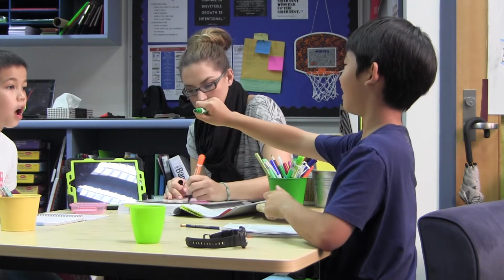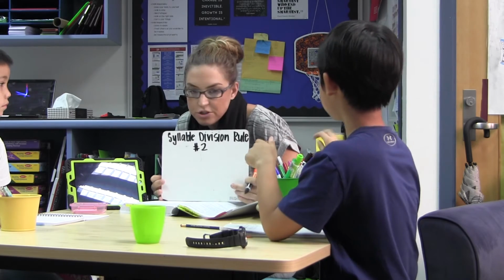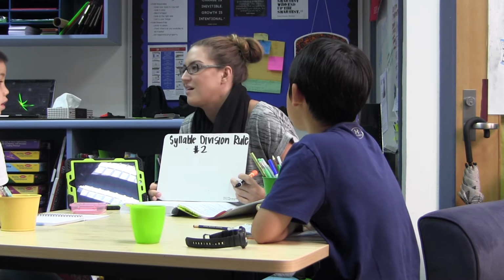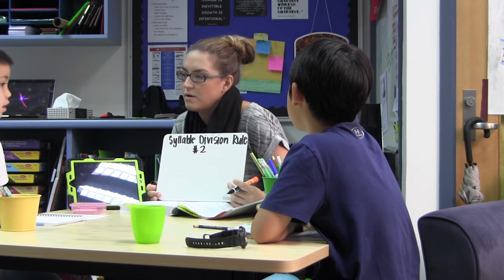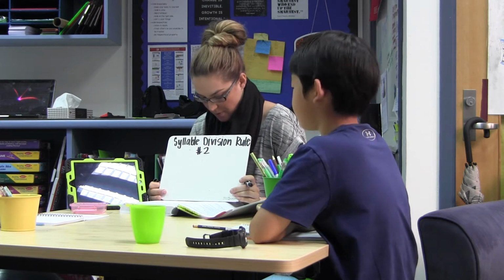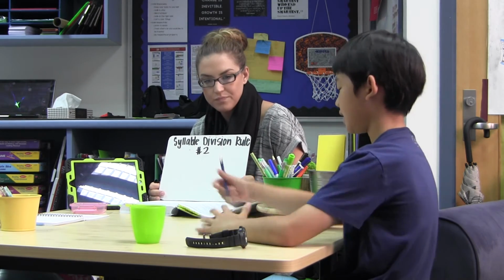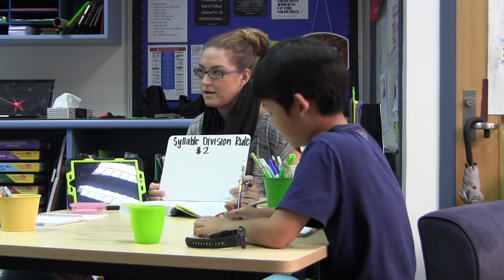Okay. So the first thing we're going to write down together is syllable division, rule number 2. Those are some really big words. That's okay. All right, so let's get this written down, and then we'll talk about what we need to include in our rule. Ready, Claire?